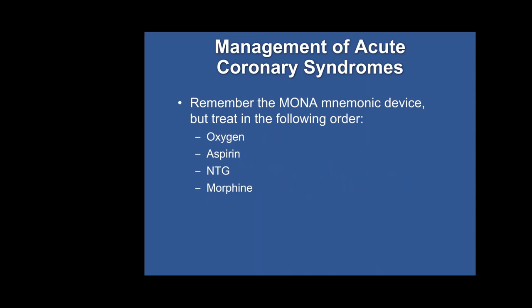All right, MONA is the old one. Everybody used to say, oh yeah, remember MONA for your chest pain. I never understood it because it's completely out of order, right? Oxygen, aspirin, nitro, morphine is the order that we go through, but people like to say, oh yeah, MONA, right? But we don't do MONA. We do OANM. And for most places now, like I said, it's fentanyl, right? Not a narcotic.